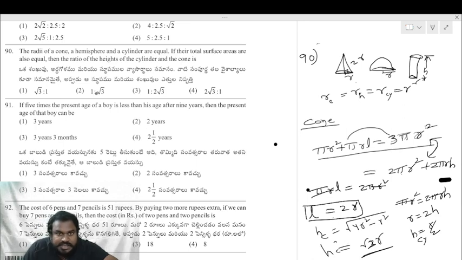But what we need to find is the ratio of the heights of the cylinder and the cone. So cylinder I got as r by 2, and cone I got as root 3 r. So then r gets cancelled. Then what is the ratio? 1 is to root 3. For what to what? For cylinder to cone. What is he asking? Cylinder to cone only. So cylinder to cone is 1 is to root 3. So the option is 3.